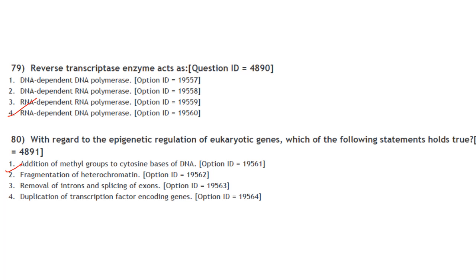With regard to epigenetic regulation of eukaryotic genes, which of the following statements hold true? So epigenetics is the study of how cells control gene activity without changing the DNA sequence. Epigenetic changes are modifications to DNA that regulate whether genes are turned on or off. So addition of a methyl group to cytosine bases of DNA is an epigenetic regulation of eukaryotic genes.